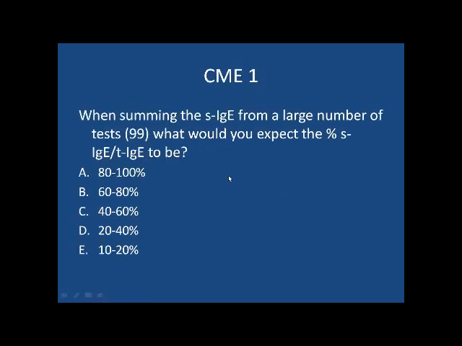Okay. We didn't quite get the CME questions from last week, and so I just use these as a review. When you sum up the specific IgE from a large number of tests, like 99 of them, what would you expect the percent specific of the total IgE to be? Well, it turns out it's closer to 20 to 40%, and maybe even closer to 10 to 20% if you're looking at epitopes. But 20% is a pretty good number, and that means there's a lot of cross-reactivity.